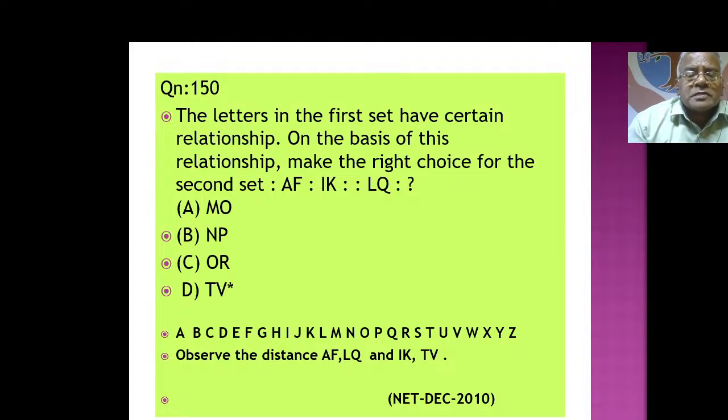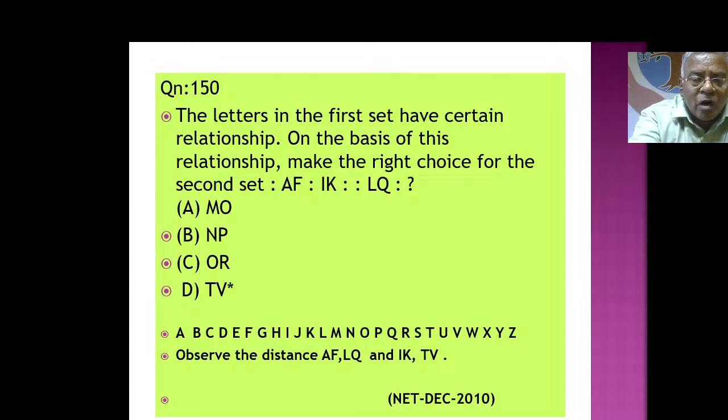The letters in the first set have certain relationship. On the basis of this relationship, make the right choice for the second set. AF, IK, that is LQ is to what? Always you write the alphabet. Observe the distance. AF, LQ. What is the distance? That you have to see.